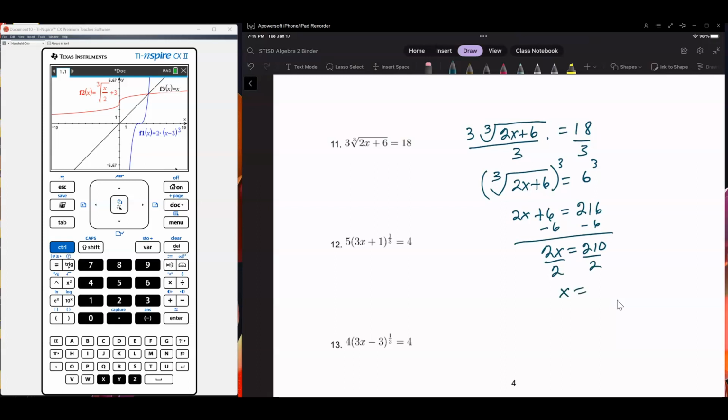So x equals 105. And we can check. So we're going to substitute 3 cube root of 2 times 105 plus 6, and we're saying that it's going to equal 18, and let's check if it is, and it is true.